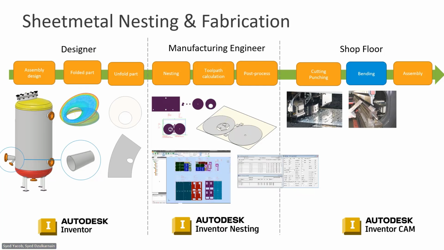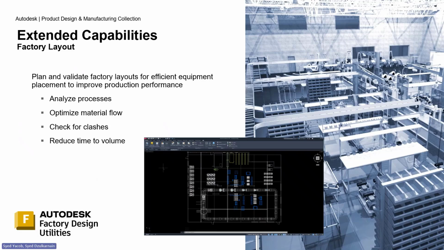Okay. So in case you're involved in factory flow and factory process, this Product Design and Manufacturing Collection also has the capability to help you improve your factory floor processes and planning. In case you want to improve, or maybe expand, or maybe create a new factory, you can also look at factory design utilities and also Flexsim later on to optimize your factory design.